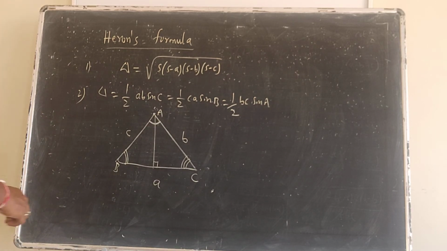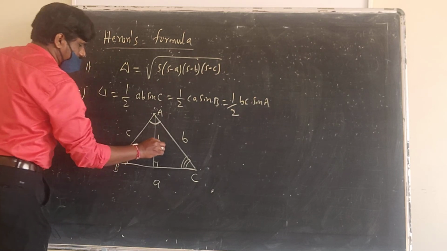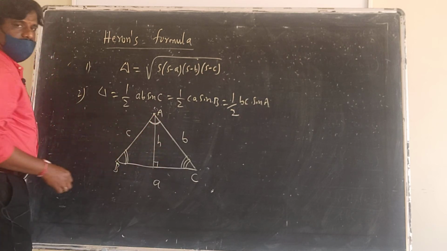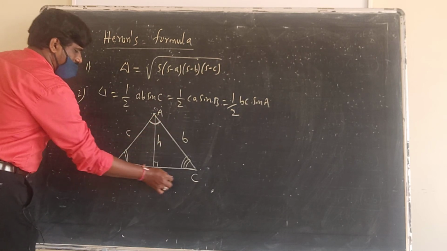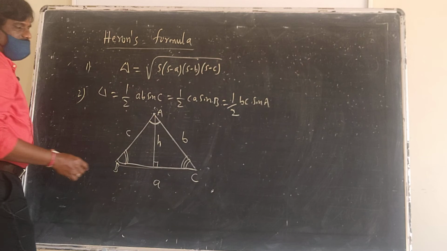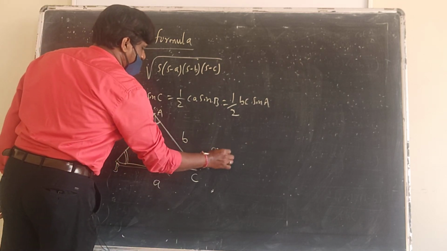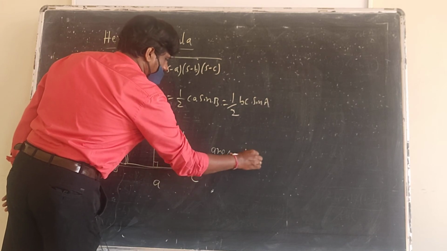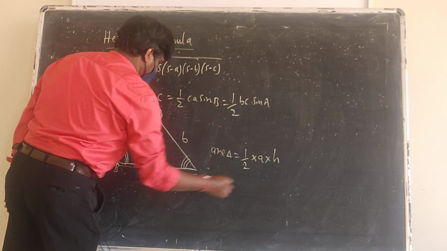See here, आपको चाहिए तो see here, this is the height. I will prove one in this formula. This is the triangle ABC, and this is the height of the triangle, and this is the base of the triangle. Area of the triangle is equal to what? Area of the triangle is equal to half into base A into H.